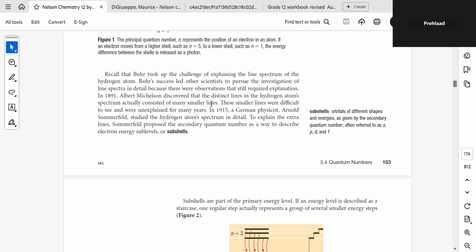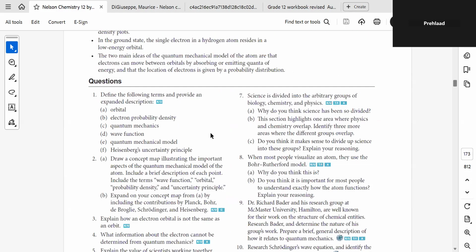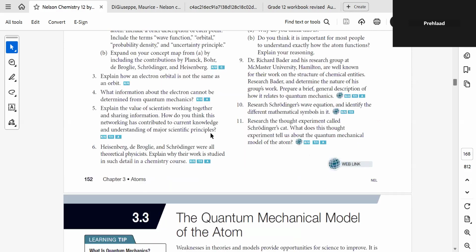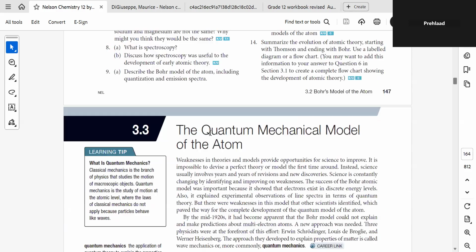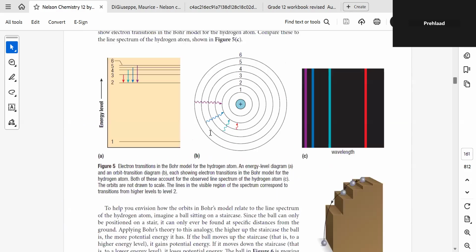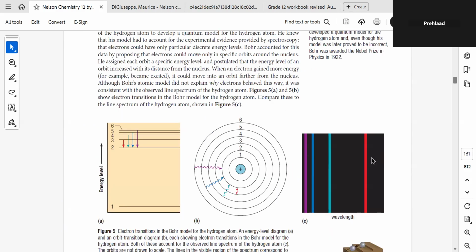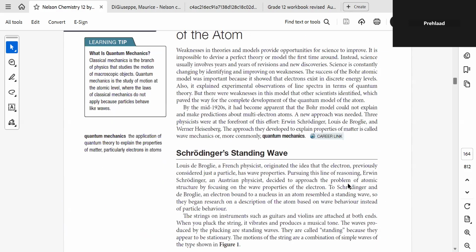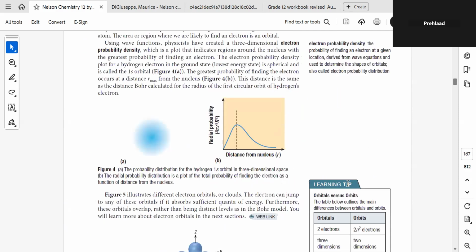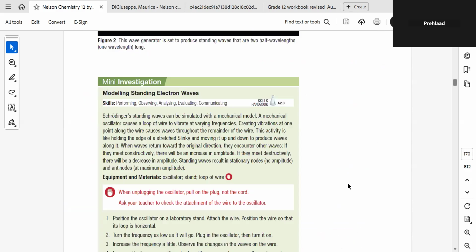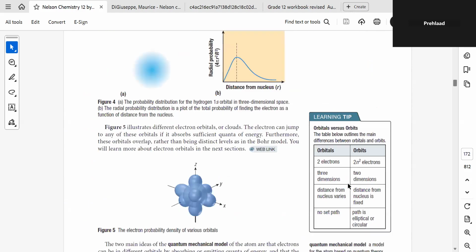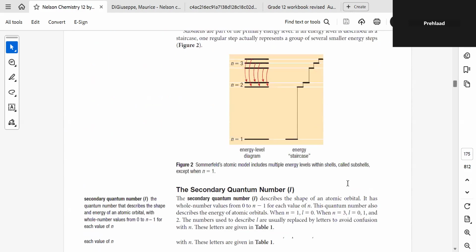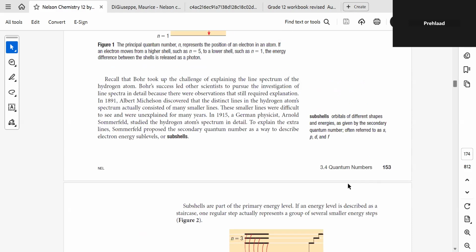You remember we had shown you a picture of the emission spectra, right? This was the emission spectra. So these lines were made up of smaller lines. It appears like a band, right? Assume that it is a line which is made up of finer lines. Michelson discovered these smaller lines were difficult to see and were unexplained for many years.